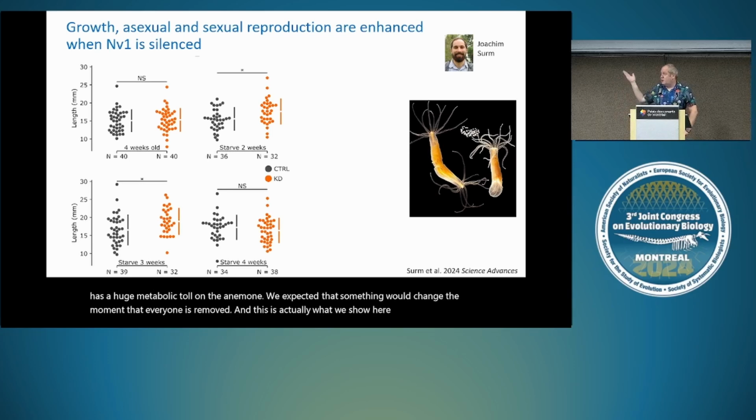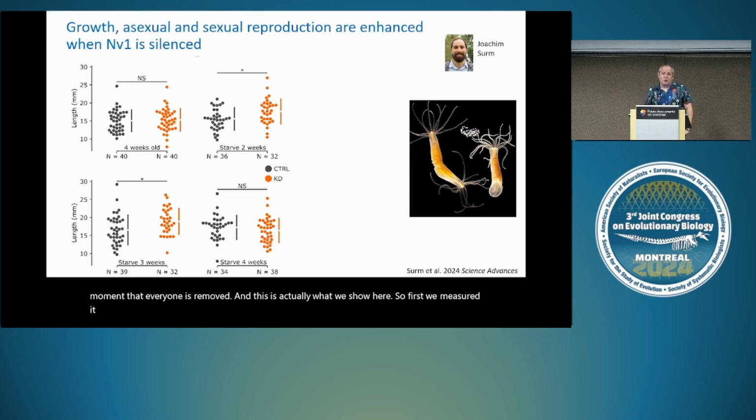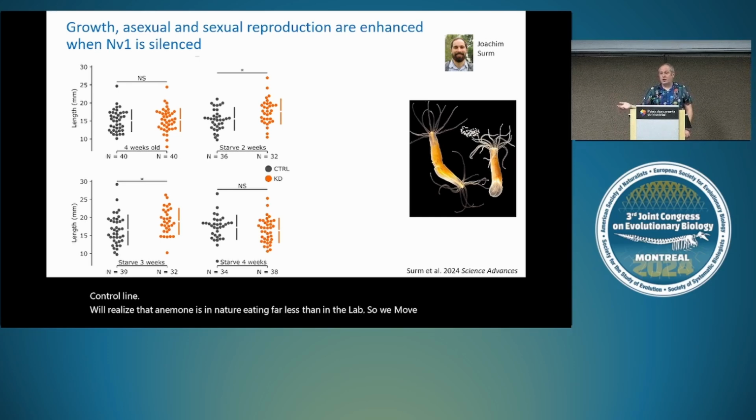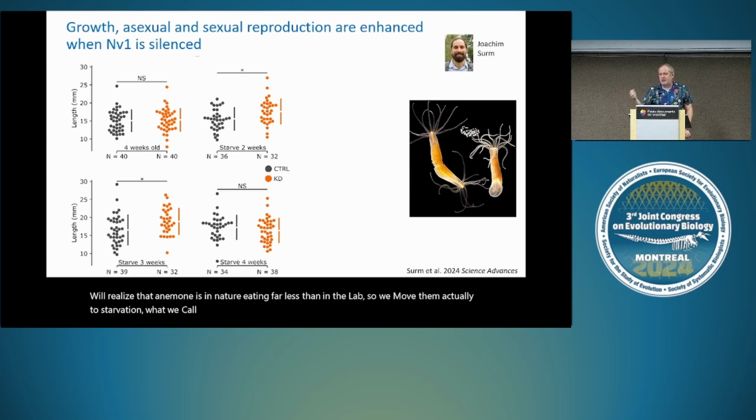So first, we measured it under normal lab conditions, and we could see no difference between the mutant and the control line. But then we realized that anemones in nature are eating far less than in the lab, so we moved them to starvation, what we call starvation, which is in fact a very minimal diet. And under the minimal diet, we could see that the animals which are mutant for NV1, not having NV1, are basically growing much better. So this was very noticeable after 2 weeks of this very minimal diet.